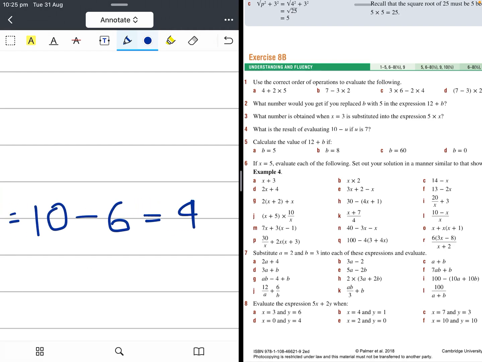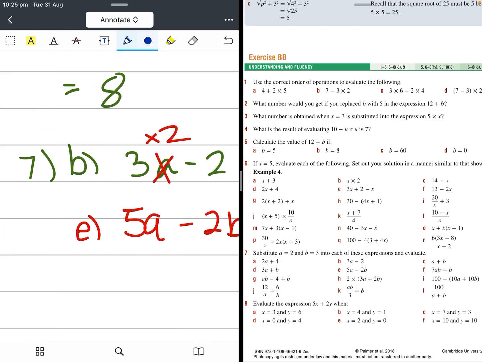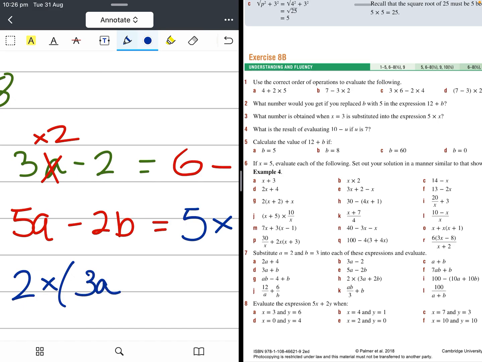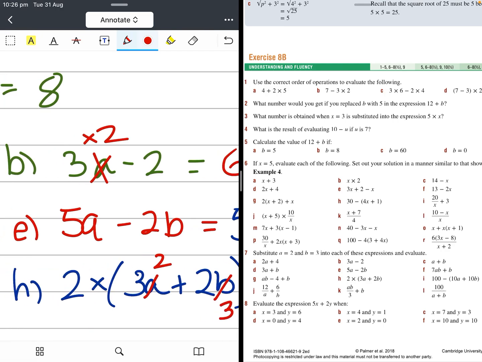I'll see if I can get both of these in, and then you can go off and have a go on your own. So H says 2 times brackets 3A plus 2B. Okay. All right, get a different colour pen. So remember that means the A turns into a 2 and the B turns into a 3.